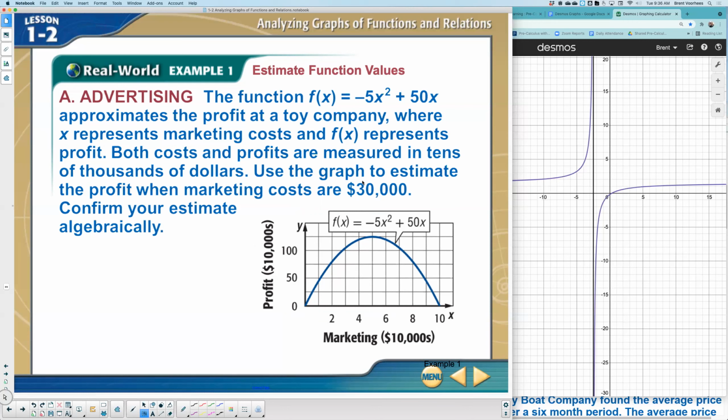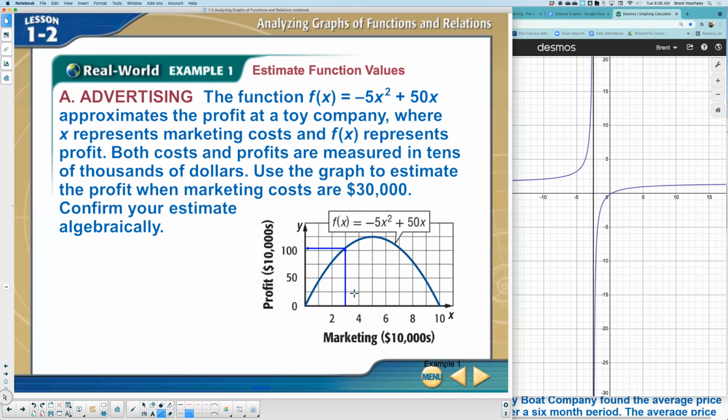Okay, so we want to know if marketing costs are 30 grand. So which axis am I looking at, the x or the y? X. And this is in 10,000s. So 30,000 divided by 10,000 would be 3. So you're looking at the x value of 3. So what I'm going to do is take a little line here. I'm looking for the x value of 3, which is right here. And I'm going to go up and say, okay, there is my marketing cost at 30,000. What would you estimate the profits to be at 30,000? Just a little over 110,000s. So if this is counting by 25s, maybe I want to say 105. Are you all okay with that?